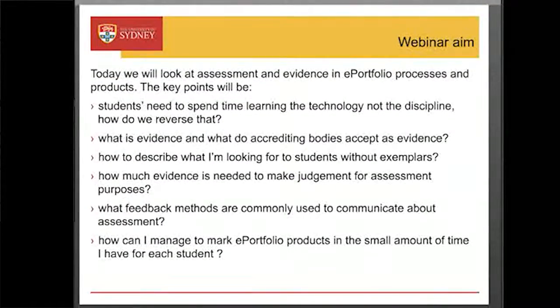So today we're going to look at assessment and evidence in ePortfolio processes and products. The key points that Jenny and I looked at were ones that Shane from University of Canberra had given us. We just added a little bit to them. You can see on the screen that we're going to spend some time talking again about the technology perhaps being a barrier to some students' engagement with portfolio work, and the question about how we reverse that. We're going to look specifically at what Jenny and I define as evidence, and in our practice, what we've worked with as far as the accrediting bodies needing that.